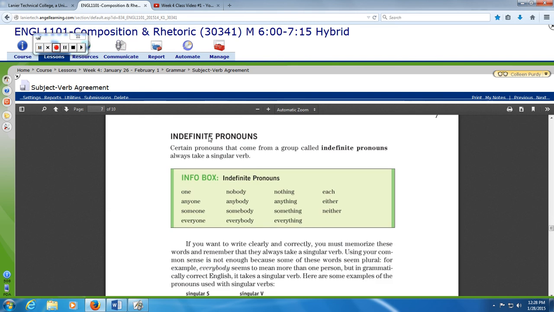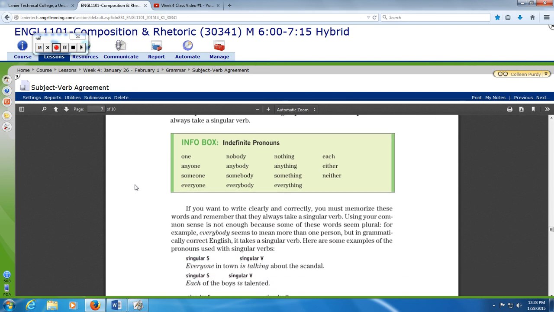Now we talked about indefinite pronouns. These are all singular indefinite pronouns in this box. And I gave you a list of plural indefinite pronouns, and those include such words as few, many. Few and many. Those are the top two. Those are plural, and they take a plural verb.